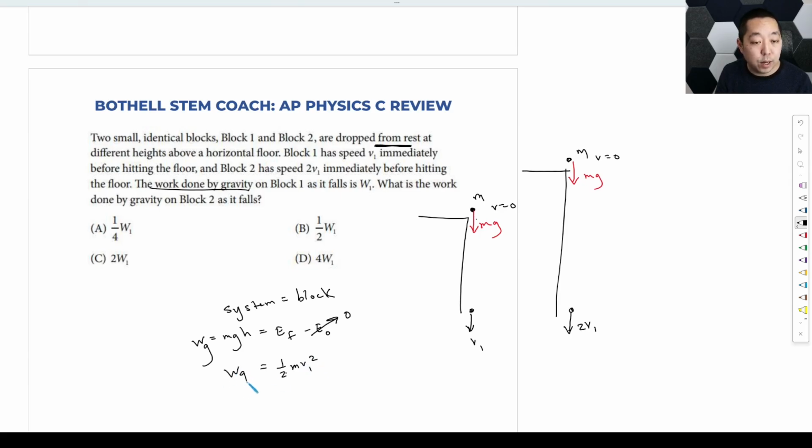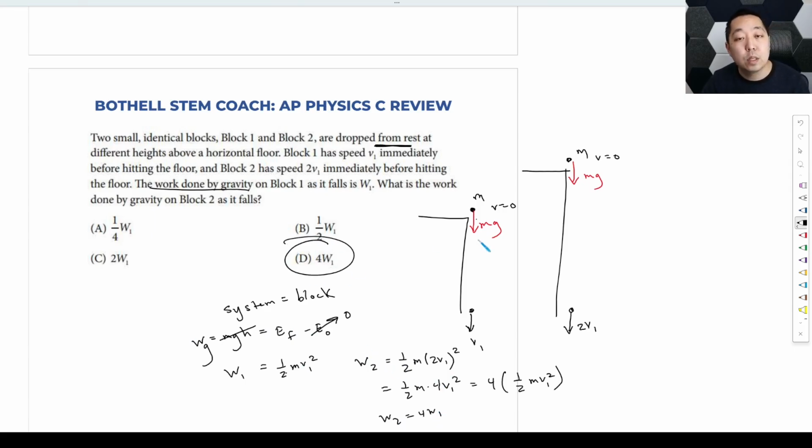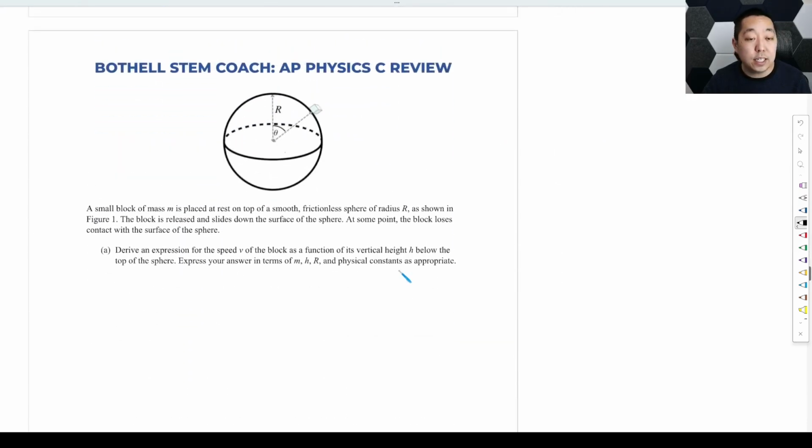So the work done by 1, don't have to worry about the height, just the work overall, is equal to how much kinetic energy we have, and then W2 is how much kinetic energy we have down here. It's m times 2v1 squared. And so that's going to be 1/2 m times 4 v1 squared, which is 4 times 1/2 mv1 squared. So it's going to be 4 times the amount of work, because it's going to have 4 times the amount of kinetic energy, right? Just looking at the work as that change in energy. So work 2 is going to be 4 W1. So it's going to be D here. Okay. All right. Let's take a look at some free response questions.